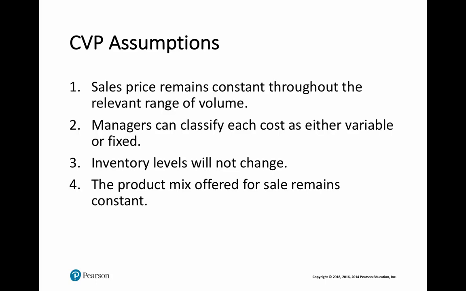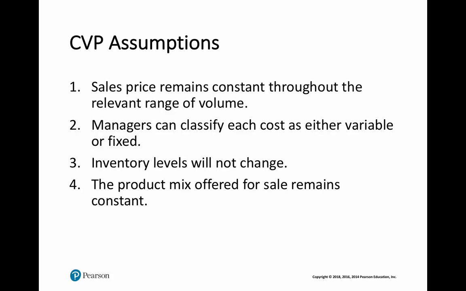So number 2 there, managers can classify each cost as either variable or fixed. So this is where it gets a little confusing and can be a little difficult. A lot of costs in real life can be a mixed cost, right? It has a little bit of fixed, a little bit of variable in there. We need to just go through and make our best guesstimate of, yes, it's more variable than fixed, or yes, it's more fixed than variable. So we need to classify every one of our costs into one of those categories, because if you remember back to that first slide, there is no mixed cost line there. So it really has to be fixed or variable. Inventory levels do not change. So that's one of our assumptions as well. So whatever we produce, we're going to sell, or whatever we buy, we're going to sell.